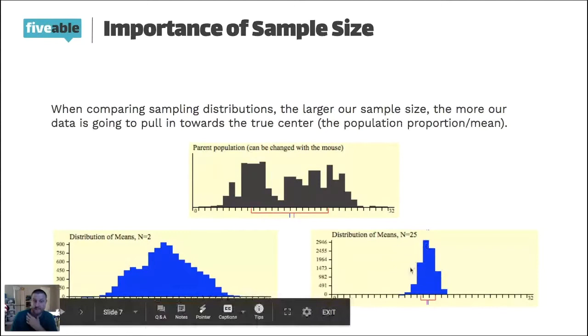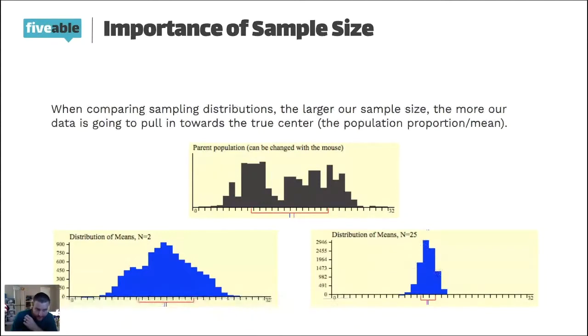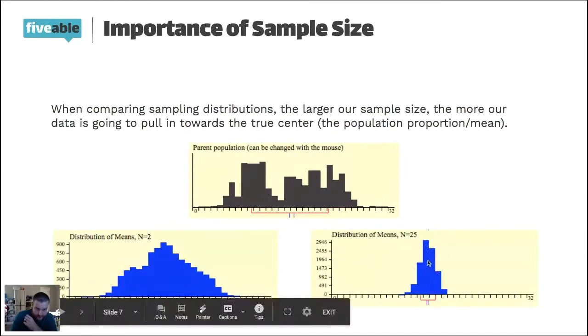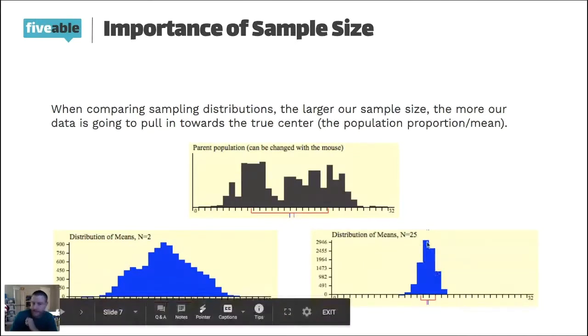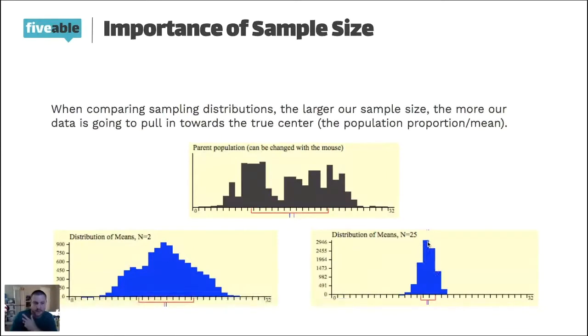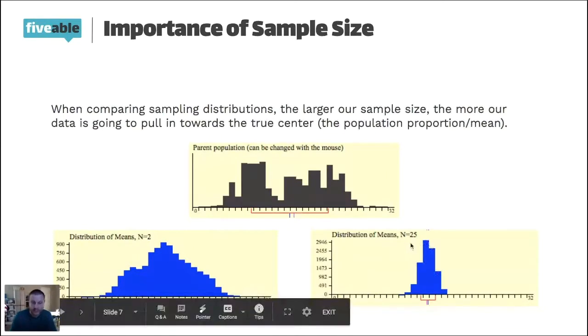Then you can see it becomes even more normal, and it's honing in right there on that middle. So the true center of my population is right here. You can see it's the middle. And then right here, you can see that it's like the mode as well. Okay. And if I did a sample size 100, it would have been even more so sucked into that value there.